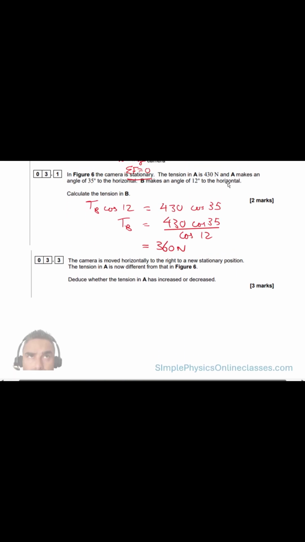We know TB cos 12 must be equal to 430 cos 35. So we can work out tension in B. It's 430 cos 35 over cos 12. So let's put that in the calculator. So that gives me 360 newtons. Hopefully you'll see why your question doesn't make sense anymore. Okay, all part of the learning curve. So let's move on to the next one.